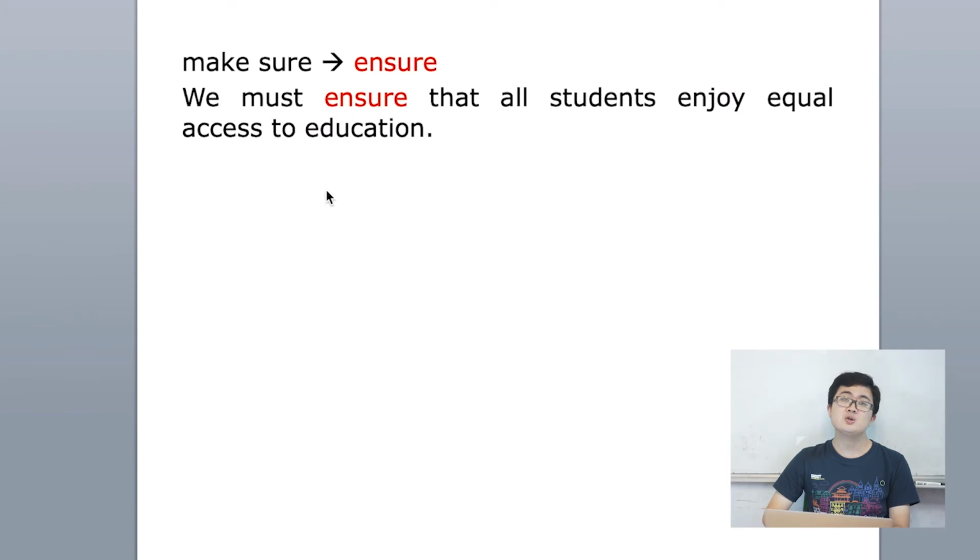The next word to use is ensure instead of make sure. So from now on, don't use make sure. Use ensure instead. For example, you can write, we must ensure that all students enjoy equal access to education. In this sentence, I have two academic words, ensure and access.